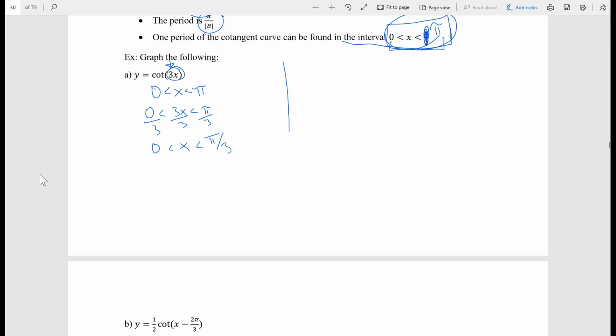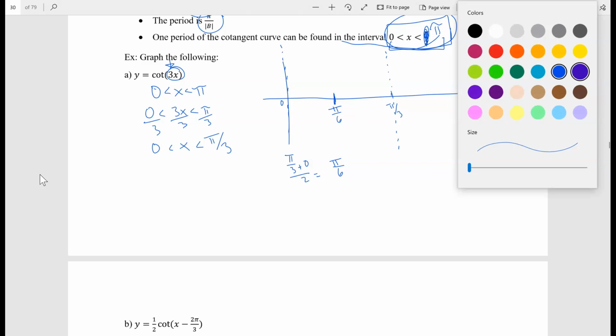Now when you graph this, you can see that my first asymptote is going to be at 0, and my next asymptote is going to be at pi over 3. Now we want to find the midpoint. So pi over 3 plus 0, divided by 2, that's going to give me pi over 6. So the midpoint is pi over 6.